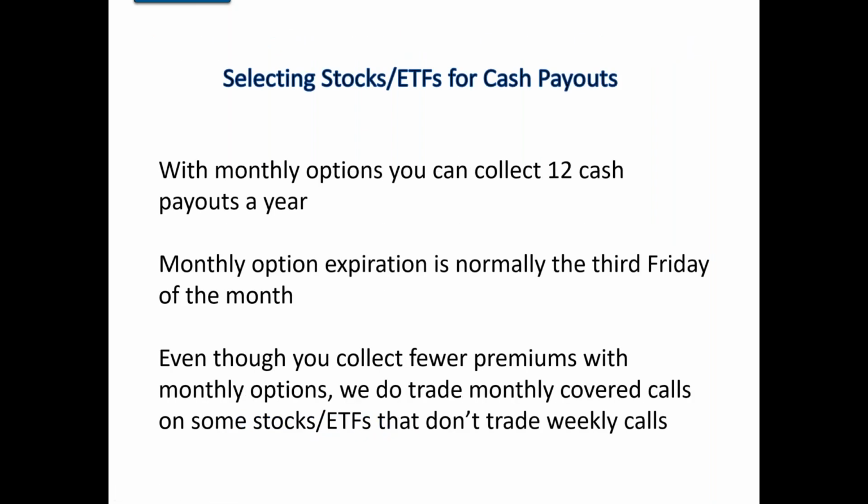So with monthly options, of course, you collect 12 cash payouts a year. And monthly option expiration is normally the 3rd Friday of the month. Even though you collect fewer premiums with monthly options, we do also trade monthly covered calls on some stocks and ETFs that don't trade weekly calls. So if we see a stock or an ETF that's a really good opportunity and it doesn't trade weekly calls, then we'll trade monthly calls. So we trade both the monthly and the weekly calls.